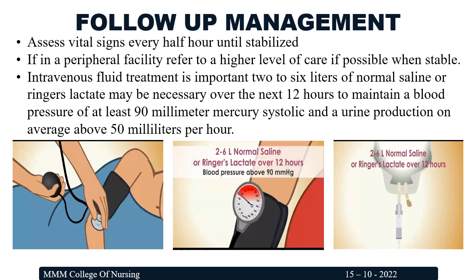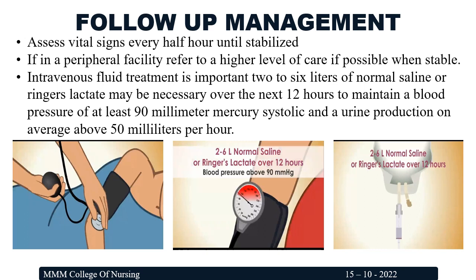So you have come across the ABC and started the drugs also. Now we are coming to the follow-up management. In this, what you have to do is monitor the vital signs every half an hour until the woman is stabilized. It means the pulse is below 90 beats per minute, the respiratory rate is below 20 per minute, and if the woman had fever, the fever has settled down and the temperature is normal. That is called stabilization. Till the stabilization, you have to assess the vital signs every half hour. If in a peripheral facility, you have to refer the patient for a higher level of care.